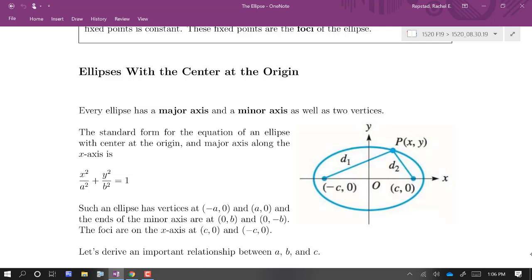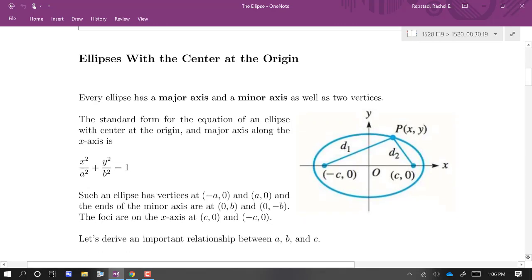So the definition of an ellipse is that you fix those 2 points, and it's the set of all points for which the sum of the distances, so here d1 plus d2, is the same. And you can just construct it with that string and a couple of thumbtacks.